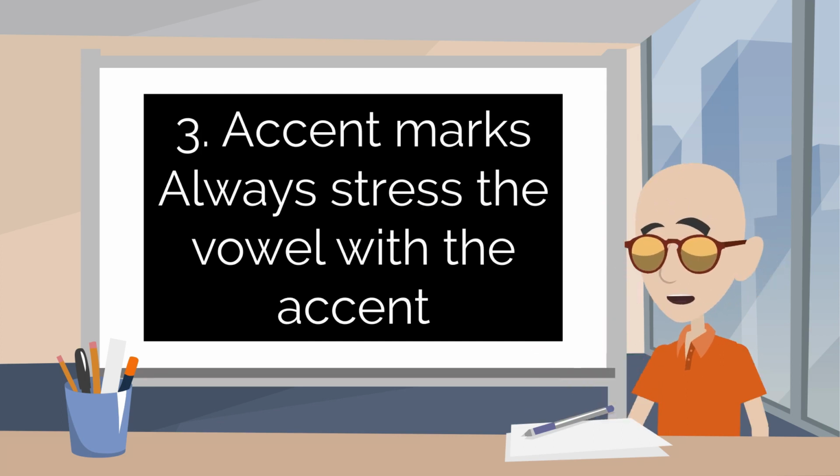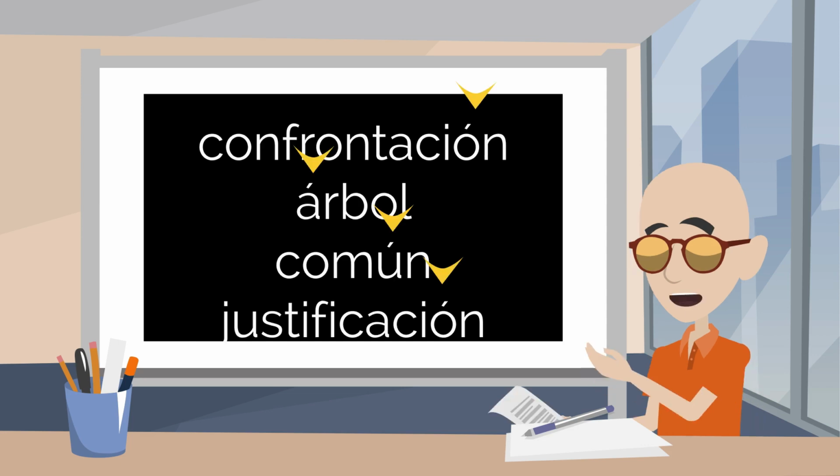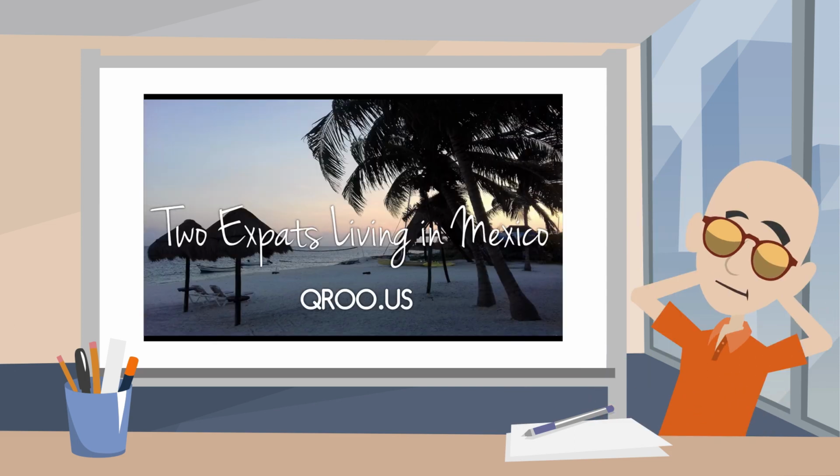And rule 3 is probably the easiest to remember. If there's an accent mark in the word, that's where you're going to put the stress. Confrontación, árbol, común, justificación. Well, those are the 3 rules. That wasn't too difficult, was it? Keep them in mind as we move through the rest of the lesson.